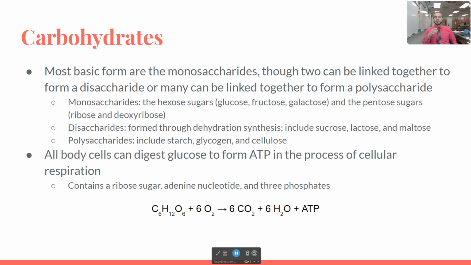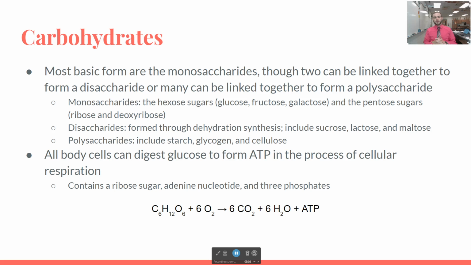So hexose sugars basically means they have 6 carbons, or they have a hexagon shape. You'll see that on the next slide here. Pentose sugars are going to have a 5-sided shape. They'll have carbons and usually an oxygen involved in them, if I remember correctly, on ribose. Yep.